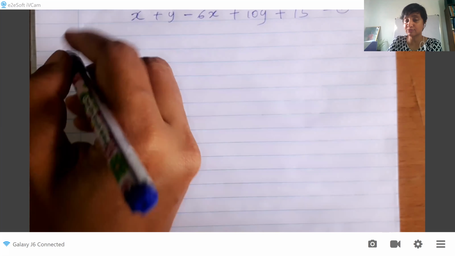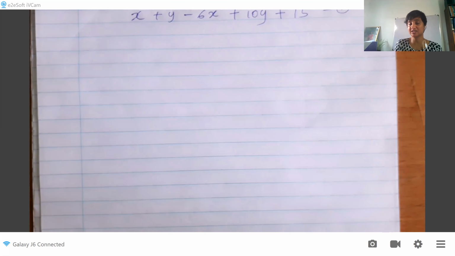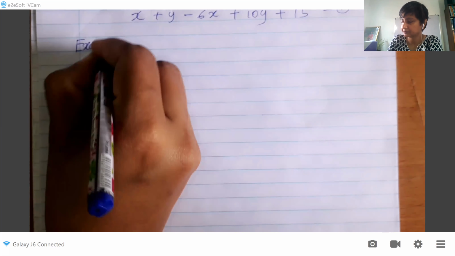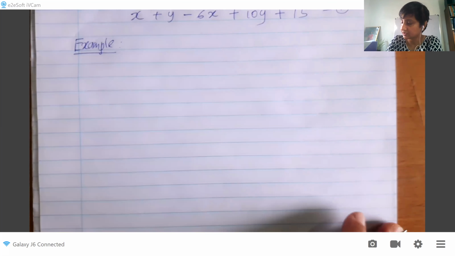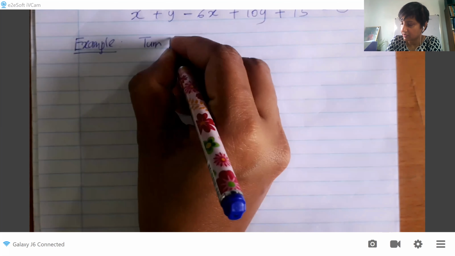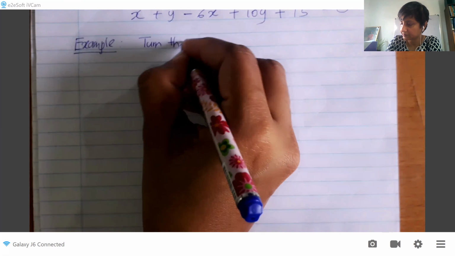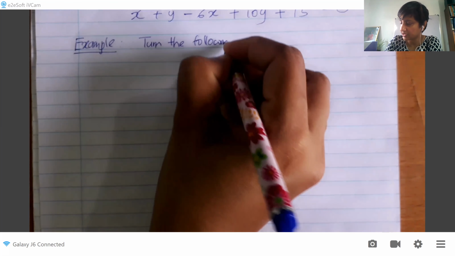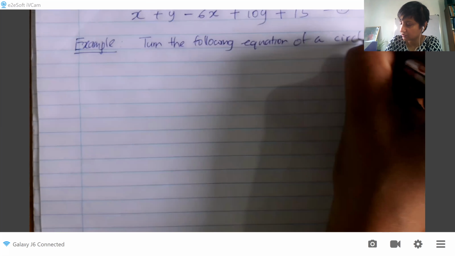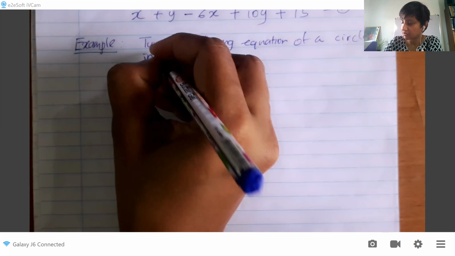Here's an example. I'm going to start with the equation of a circle in standard form, and I'm going to get back my center radius form. Okay? Example. So the question is, turn the following equation of a circle into center radius form.